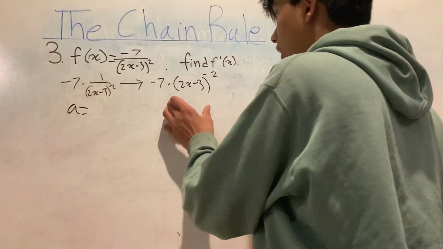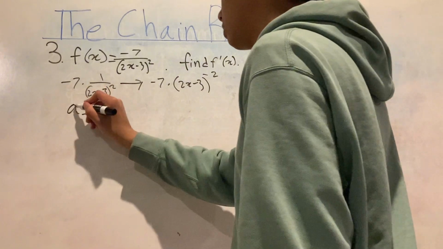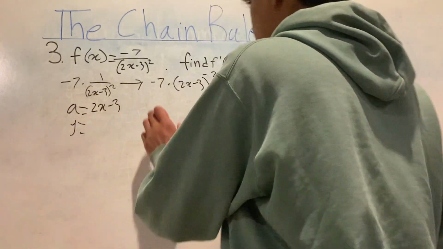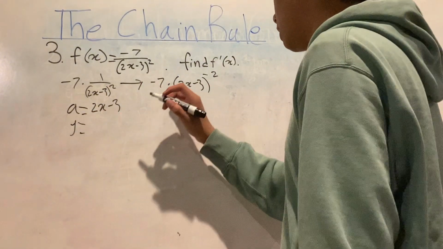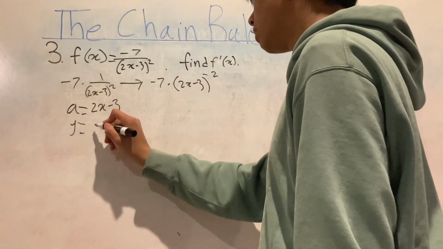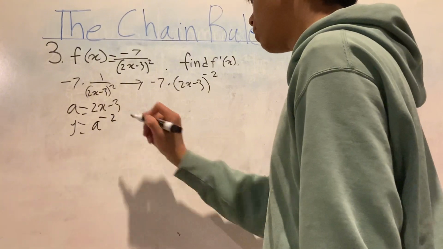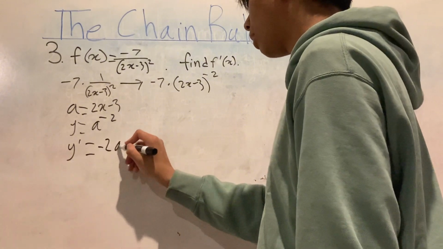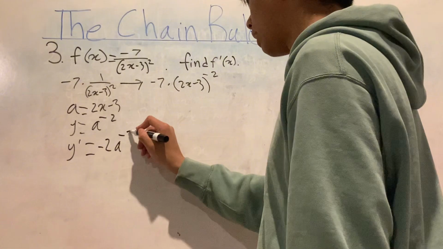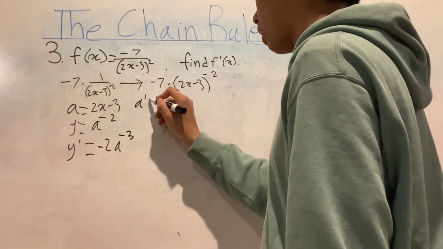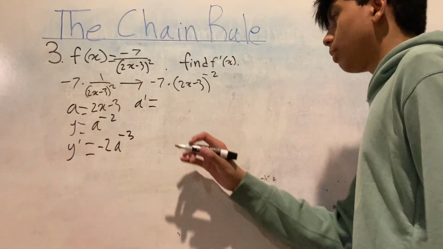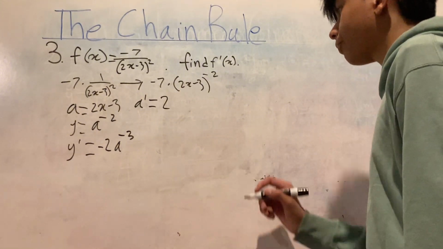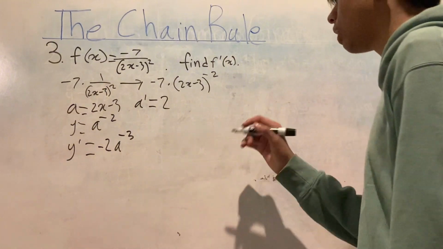Let's say a is 2x minus 3, which is what is inside. And y, let's once again ignore the -7 and just say that the outer function is a to the power -2. And now y prime is -2a to the power -3. And a prime is just going to be 2, because 2x just becomes 2, and -3 is a constant, so it just becomes 0. And now we can use a chain rule.